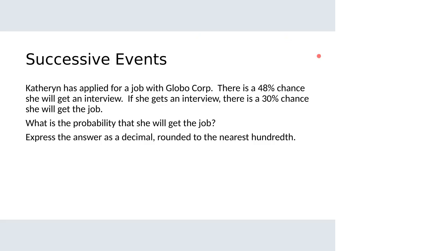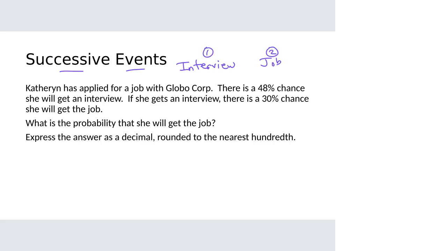So your first thought might be, how is this successive events? And that's a reasonable question, but basically there's a process here, right? First, she's going to have to get the interview, and then she's going to have to get the job. So those are our successive events. First, the interview, then the job.